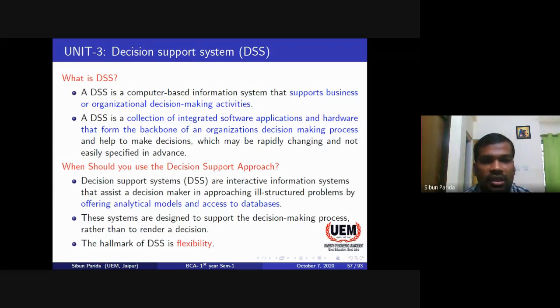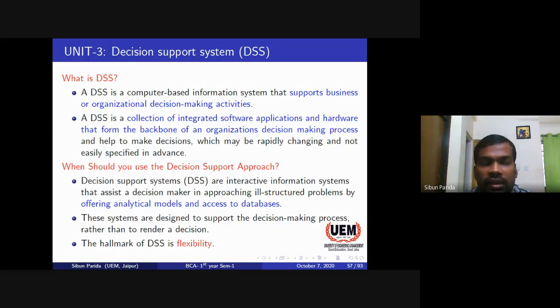And how is it measured? It is a collection of integrated software applications, because we know that without software and hardware we are unable to communicate inside an organization. In our last computer-based information system module, we have understood this. So a decision support system is a collection of integrated software applications and hardware that form the backbone of an organization's decision-making process. With the help of software and hardware, you are making a decision inside an organization, which may be rapidly changing and not easily specified in advance.